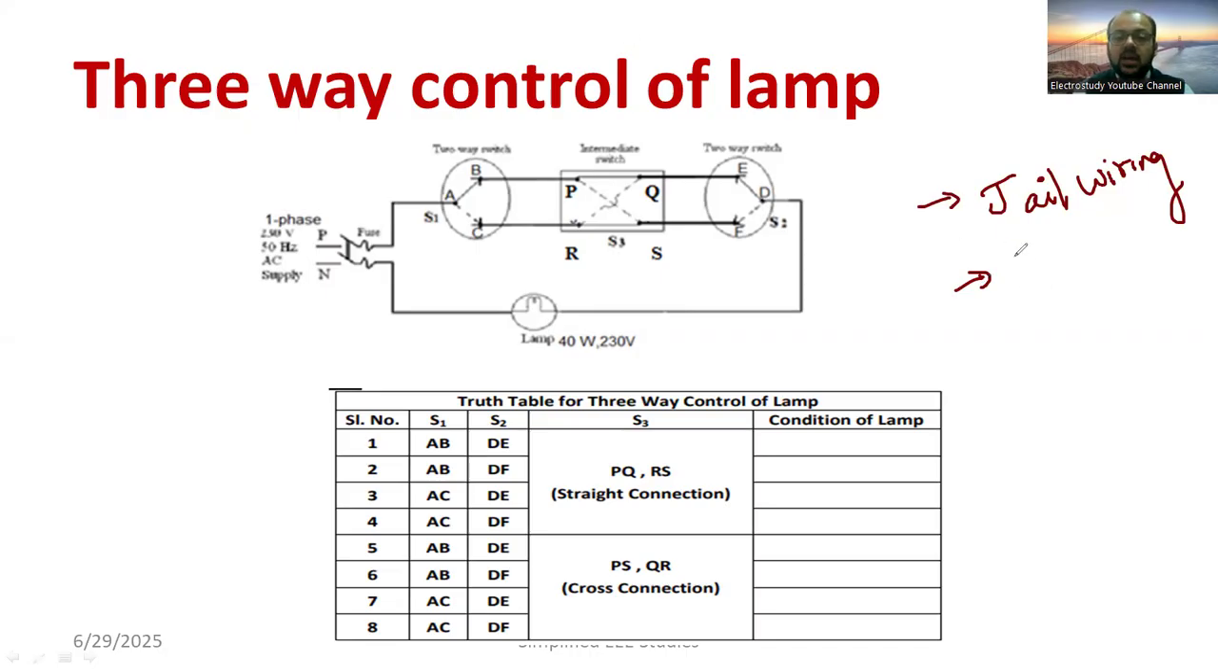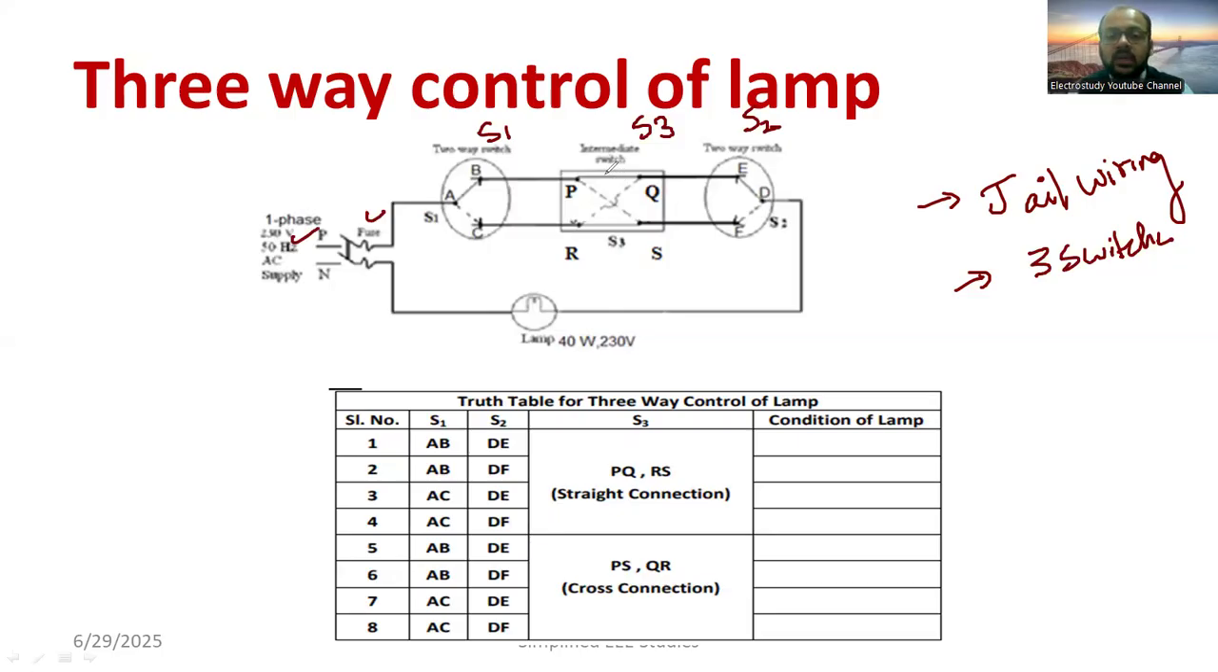As the name suggests, we have three switches available. Okay, let me introduce the connection. So we have the single phase AC supply, and we have a fuse to ensure the equipment is operating safely. Then we have three switches available. One is S1, the other one is S2, and the third one is known as S3. Here the S3 is also known as the intermediate switch.